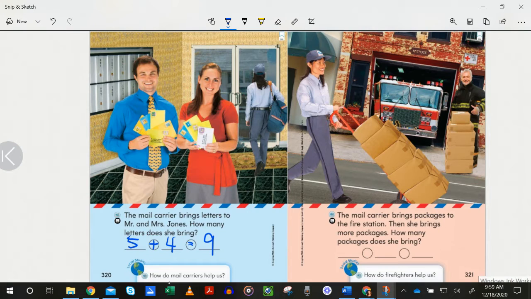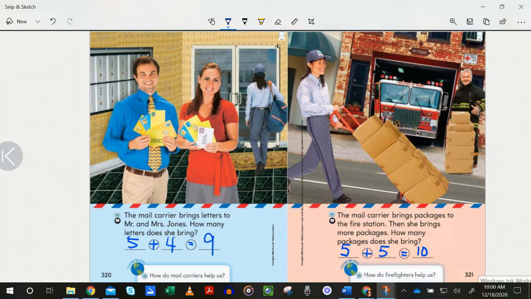Next, the mail carrier brings packages to the fire station. Then she brings more packages. How many packages does she bring? In the first group that she brought, the fireman already has them here. How many does she have there? 5, good. And she brings more, so we're going to add how many? 5 more. 5 plus 5, we have a total of 10 packages.